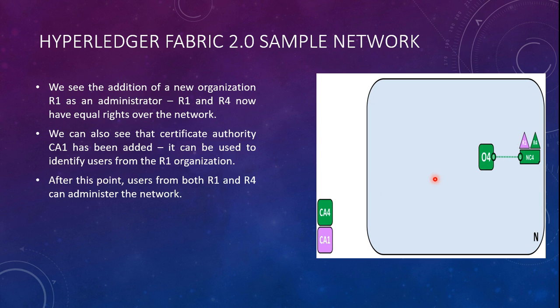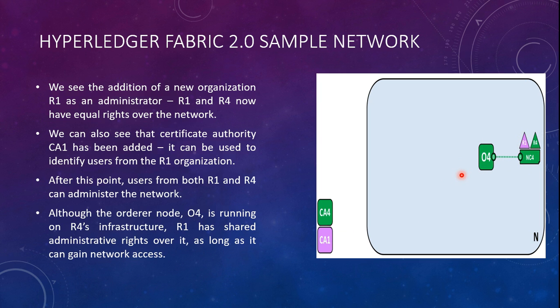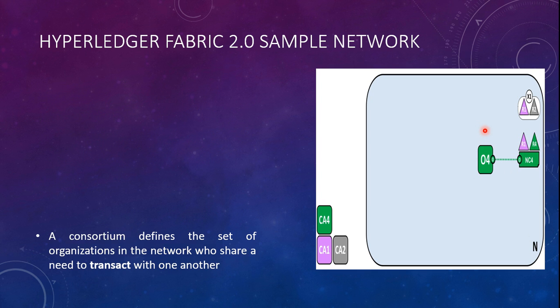After this point, users from both R1 and R4 can administer the network. So this NC4 is now run by both R1 and R4 using O4 as the ordering service. So although the orderer node O4 is running on R4's infrastructure, R1 has shared administrative rights over it as long as it can gain network access.